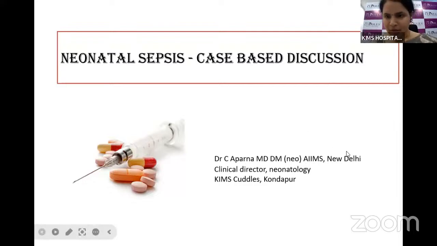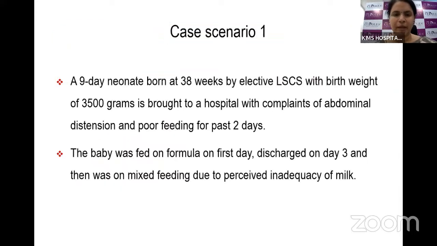I'm Dr. Aparna. I take care of the neonatal ICU at KIMS Cuddles, Kondapur, Hyderabad. Today, we are going to discuss something which we deal with very often day in and day out: some common case-based scenarios in neonatal sepsis, and how to take evidence-based scientific decisions on the optimal choice of antimicrobials in these scenarios. So this discussion is entirely going to be based on case scenarios that we deal with in real time, every day, day in and day out.